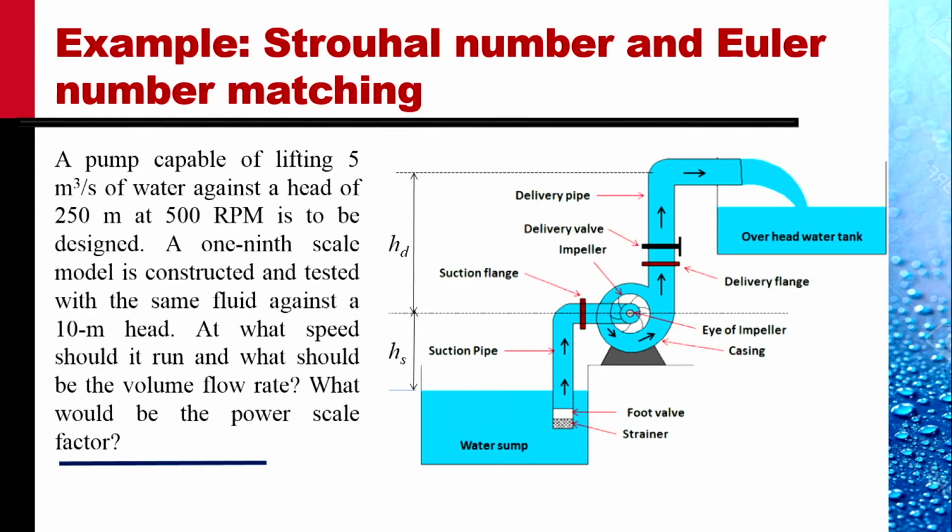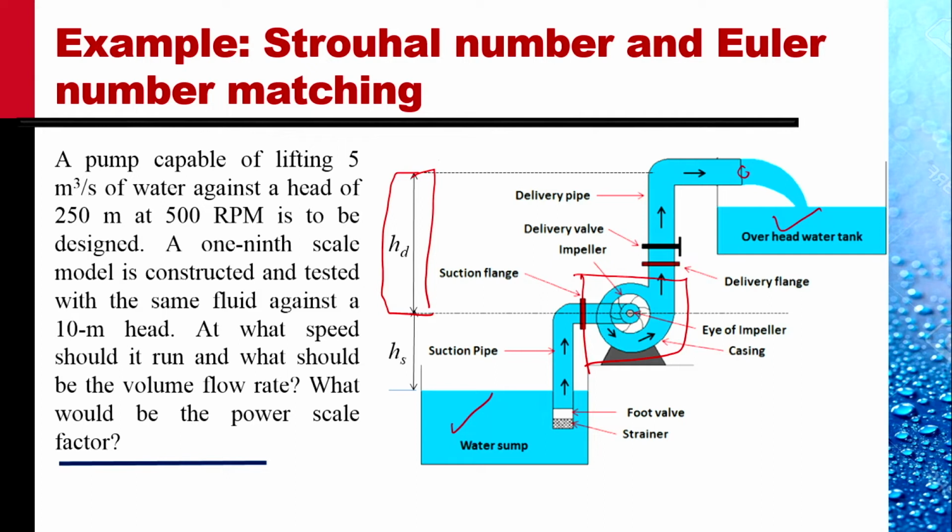Another example is a water pump. This water pump is picking up water from this sump and pumping it to an overhead tank. The delivery point is a distance hd. So this is the head that is being produced by the pump.